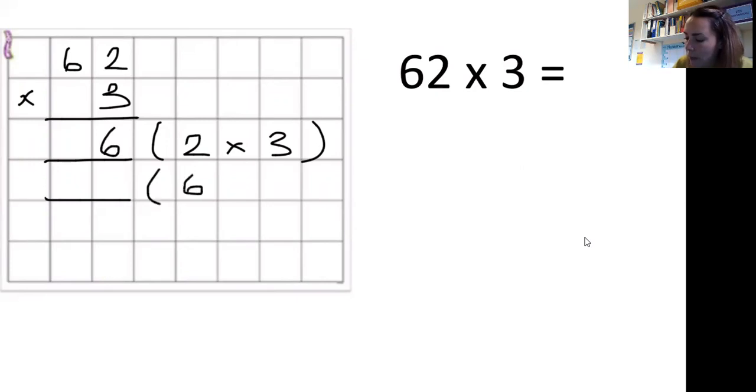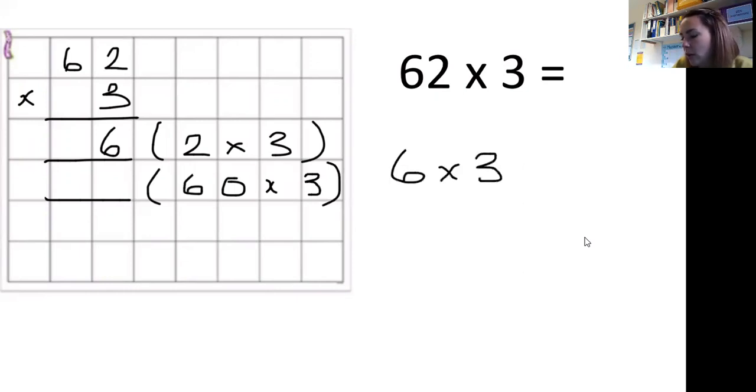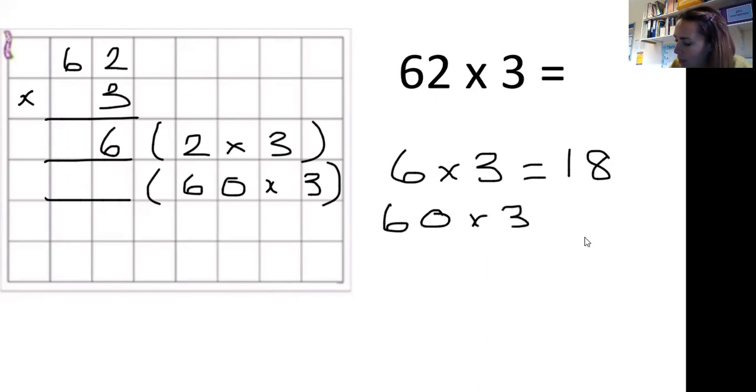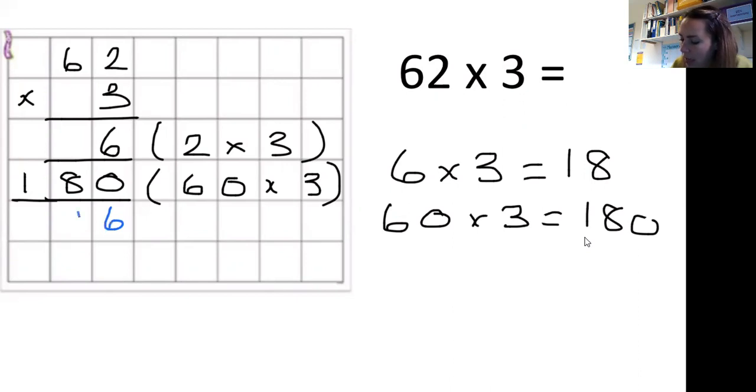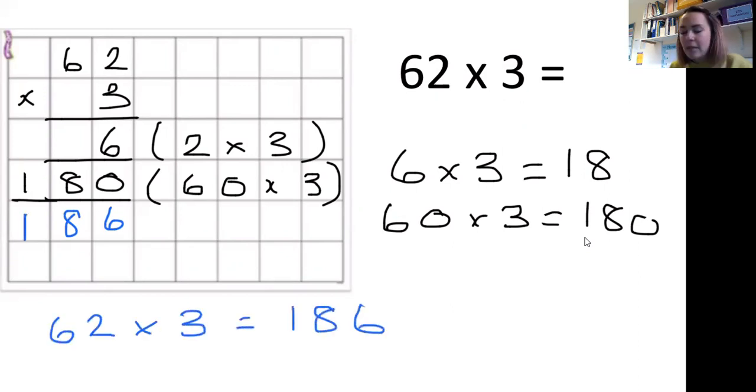Then I'm moving on to 60 times 3. So I know that 6 times 3 is 18. Let's double check. So 6 times 3, 3, 6, 9, 12, 15, 18. So I know that 60 times 3 equals 180. Now I need to add those together. So I know that 6 add 0 is 6, 8 add nothing is 8, 1 add nothing is 1. So 62 times 3 equals 186.